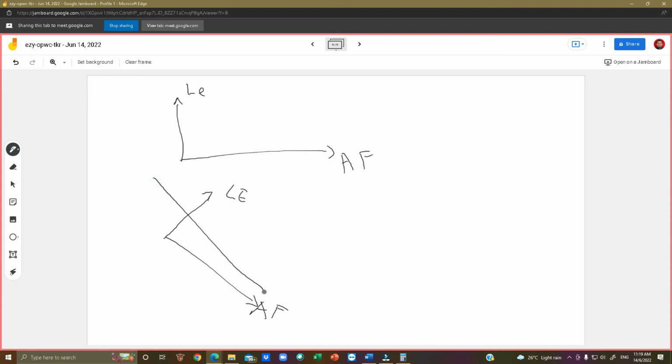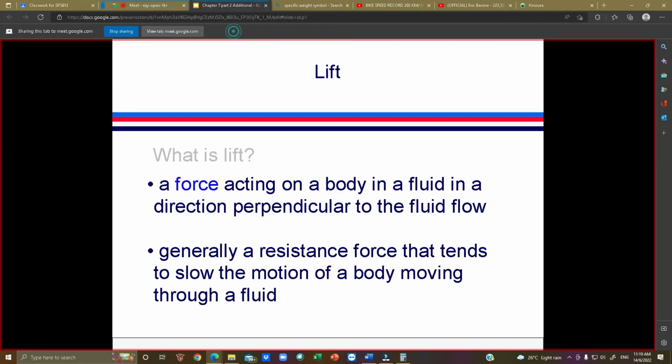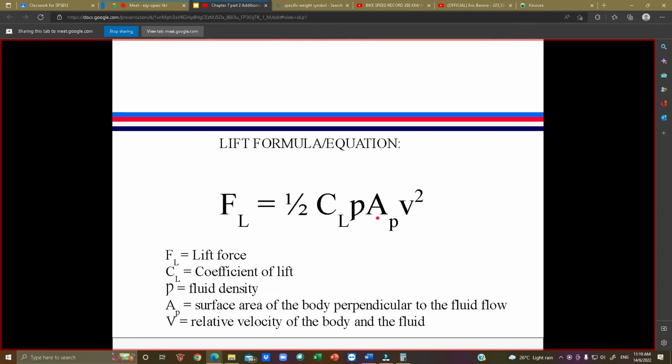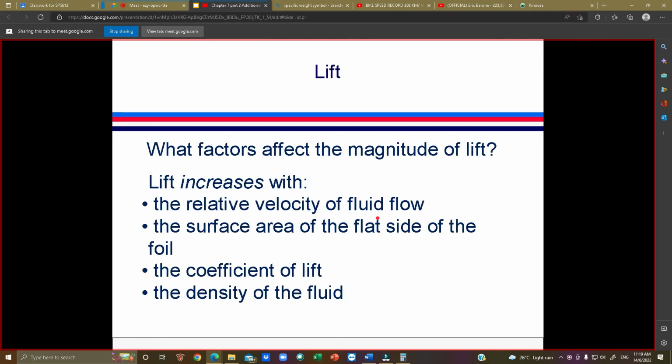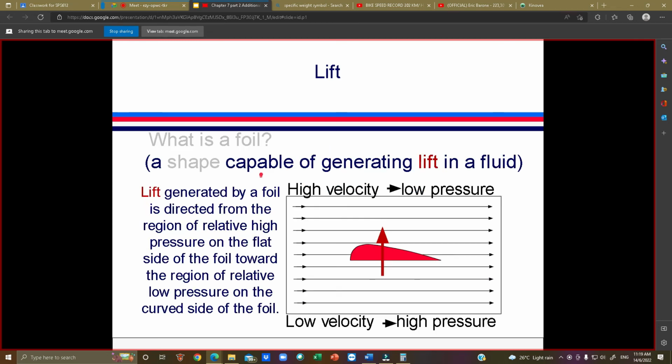So you're going to have another line which showing a lifting effect, which is sejajar dengan airflow. Okay, that is what it means by here. A force acting on a body in the fluid in the direction perpendicular to the fluid flow. Generally, a resistant force that tend to slow the motion of a moving through a fluid. Okay, when we talk about lifting effect, it has a lot in common with Bernoulli principle, with Coanda tadi.